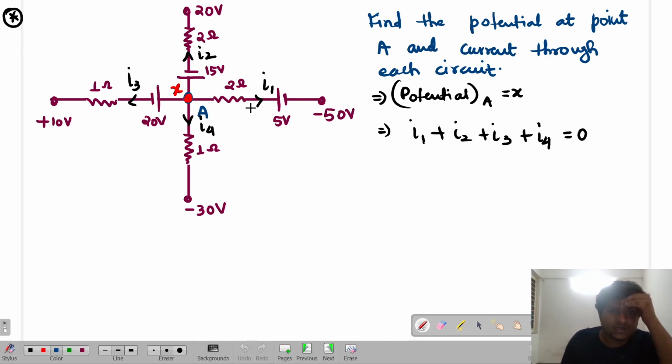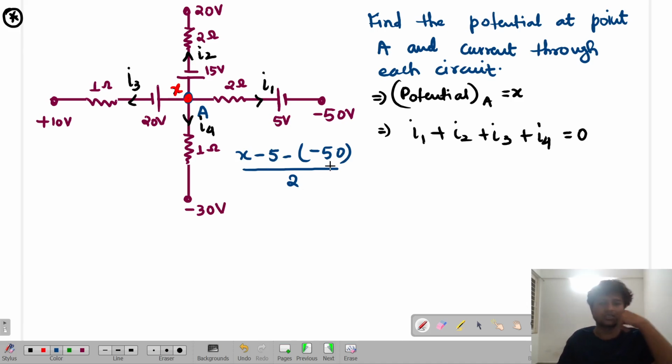I1 should be generated due to the net potential difference. So what is the net potential difference? X minus the first one is plus, so plus 5, then another change in potential is due to minus 50, so minus of 50, divided by how much resistance? This net potential is across 2. So I1 is V by R, change in potential divided by R. Is that right?